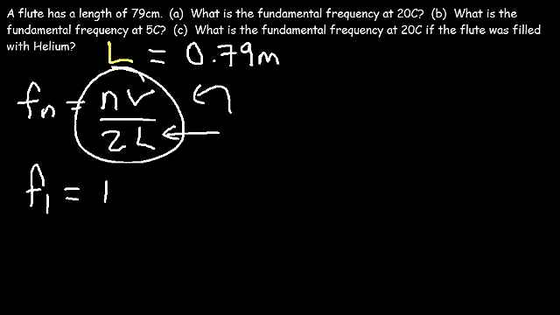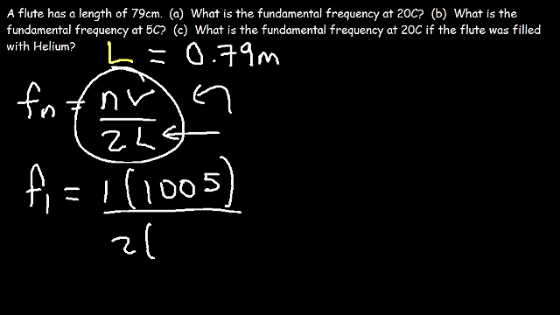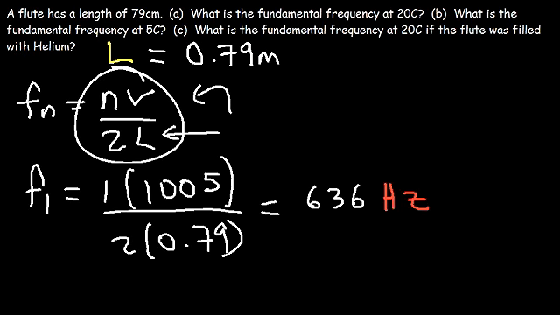So what is the speed of sound in helium? In helium, it's about 1,000 meters per second, but it's really 1,005. You can round it to 1,000 if you want. L is still 0.79. So 1,005 divided by 1.58 is about 636 hertz. So that is the fundamental frequency.